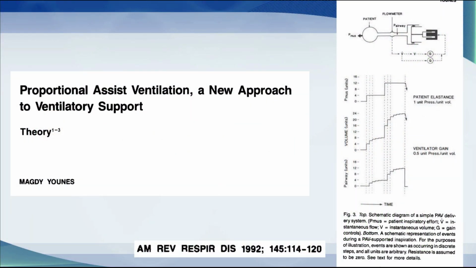The original paper on proportional assist ventilation by Dr. Younes was published more than 30 years ago in 1992. Generally, this is abbreviated to PAV these days by most people. And I really do think if you're interested in this, it's worth digging out this paper and reading it. It's really terrific.